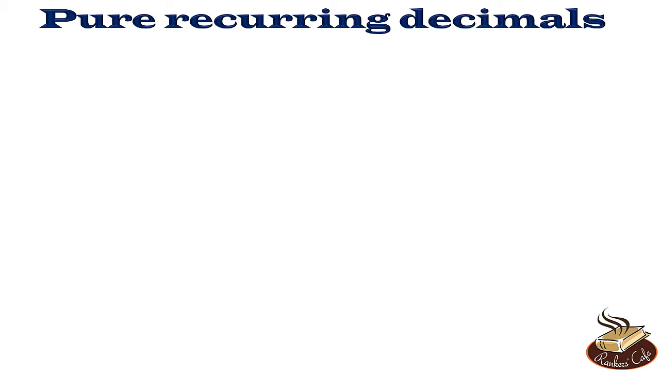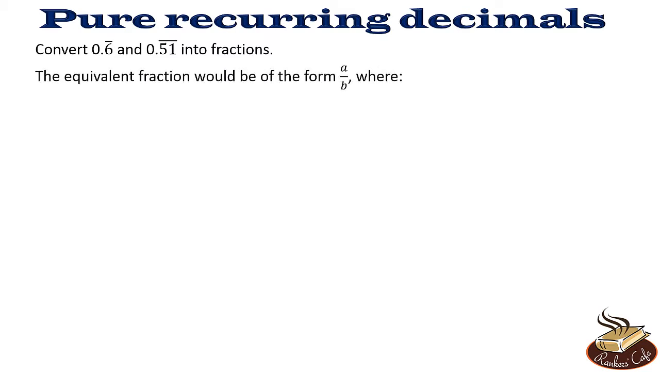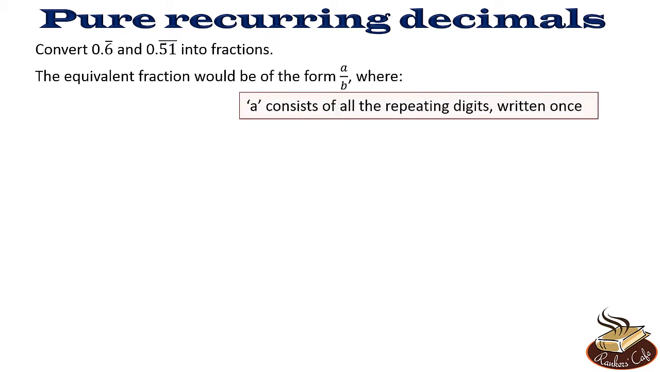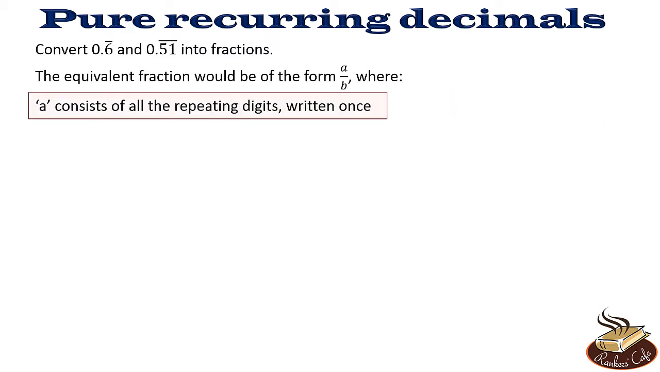Okay, so let's start with pure recurring decimals. Let's say we need to convert 0.6 bar and 0.51 bar into fractions. Now, whenever we get such decimals, its equivalent fraction would be of the form a by b, where a, or the numerator, consists of all the repeating digits written once. Thus, in our first example, that is in 0.6 bar, as only 6 was repeating, we write 6 in the numerator. In the second example, we have 0.51 bar. The bar is on top of 51. So 51 is repeating, right? Therefore, we write 51 in the numerator.